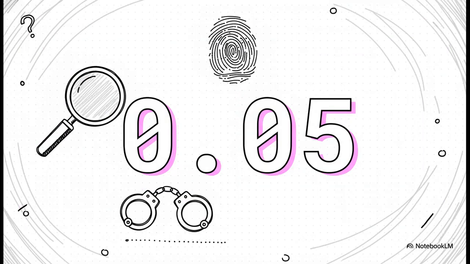But how much proof is enough proof? Every court needs a standard. In statistics, we call this the significance level, or alpha. We usually set it at 0.05. What that means is we demand evidence so strong that there's only a 5% chance we're seeing a random fluke. We have to be 95% sure before we challenge that presumption of innocence.